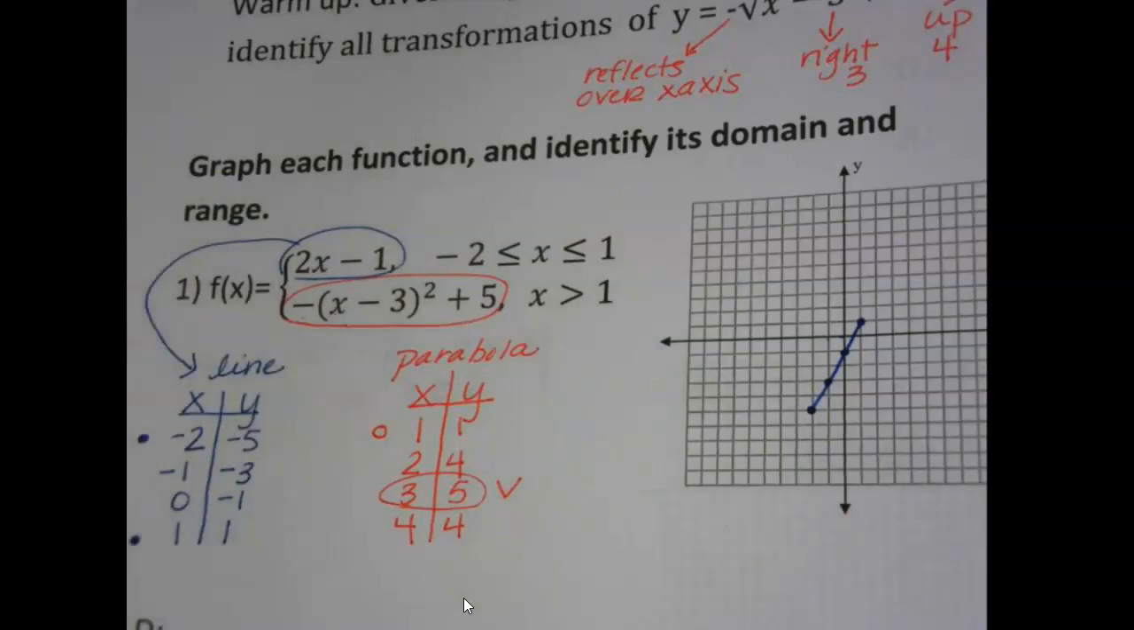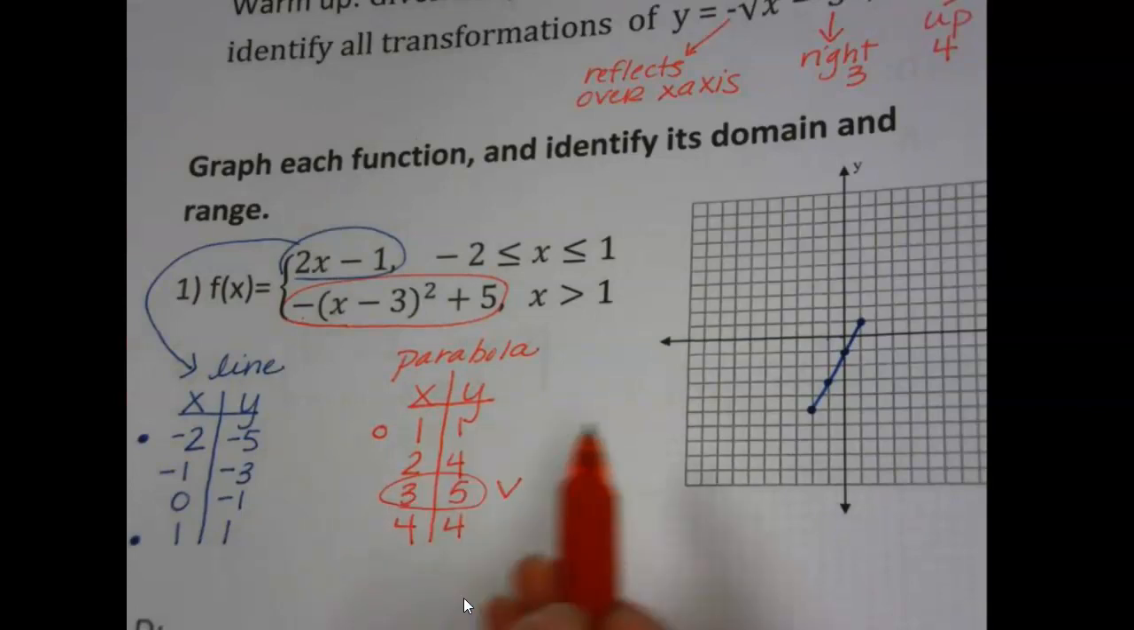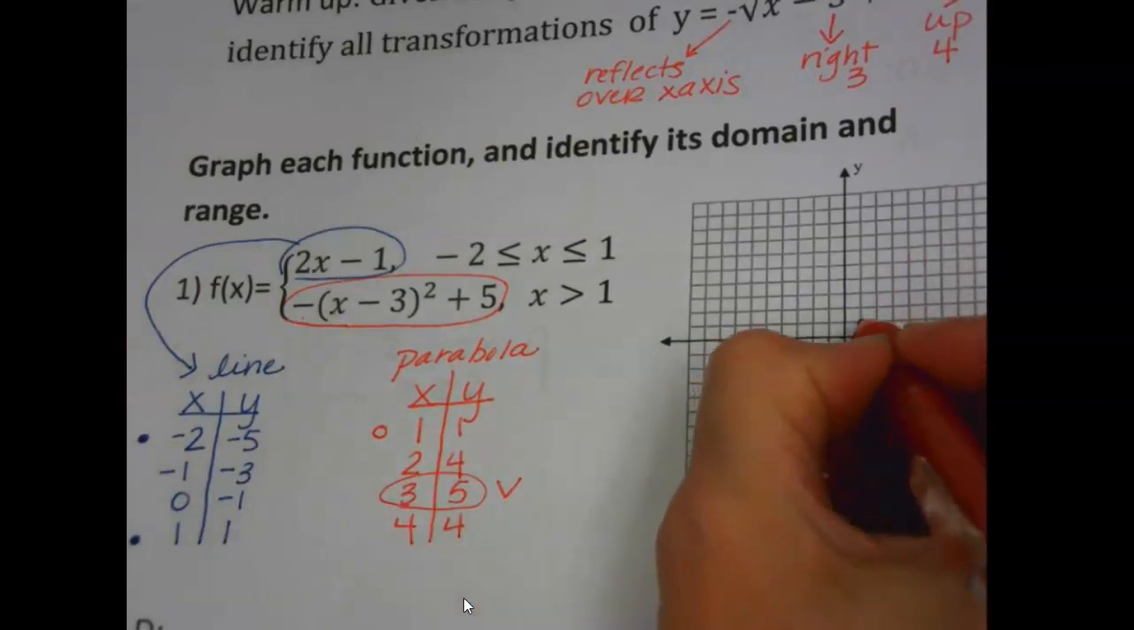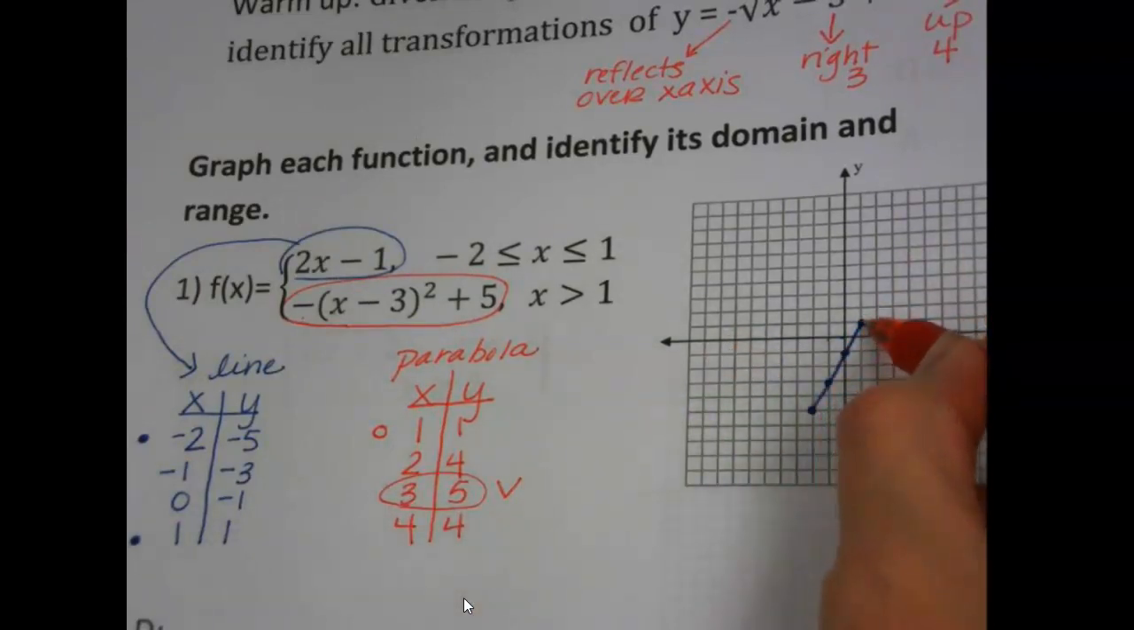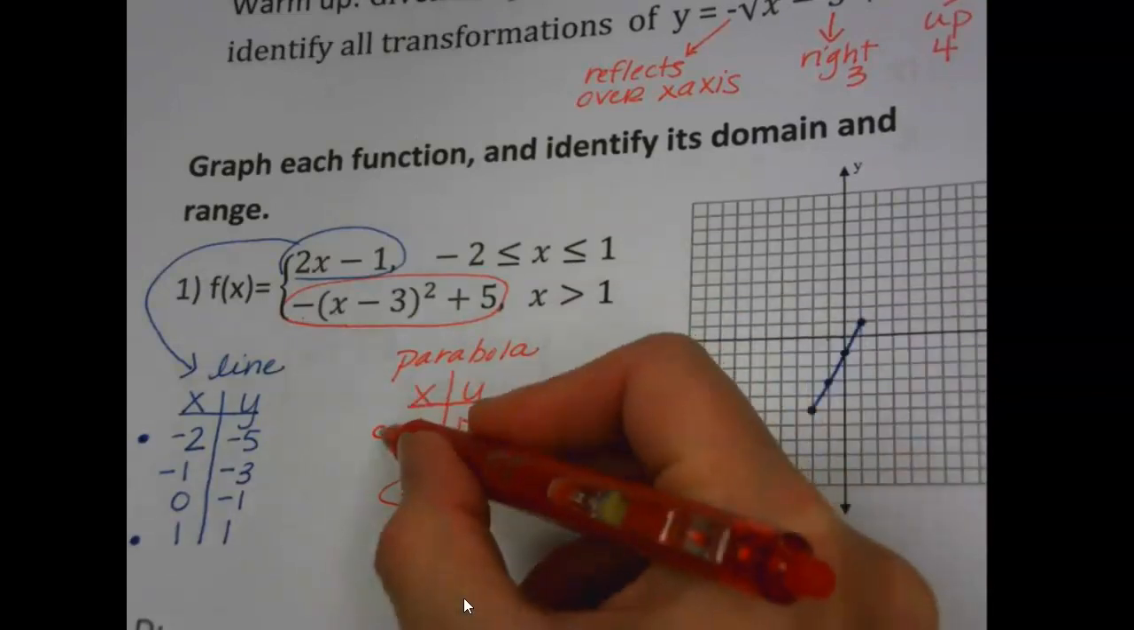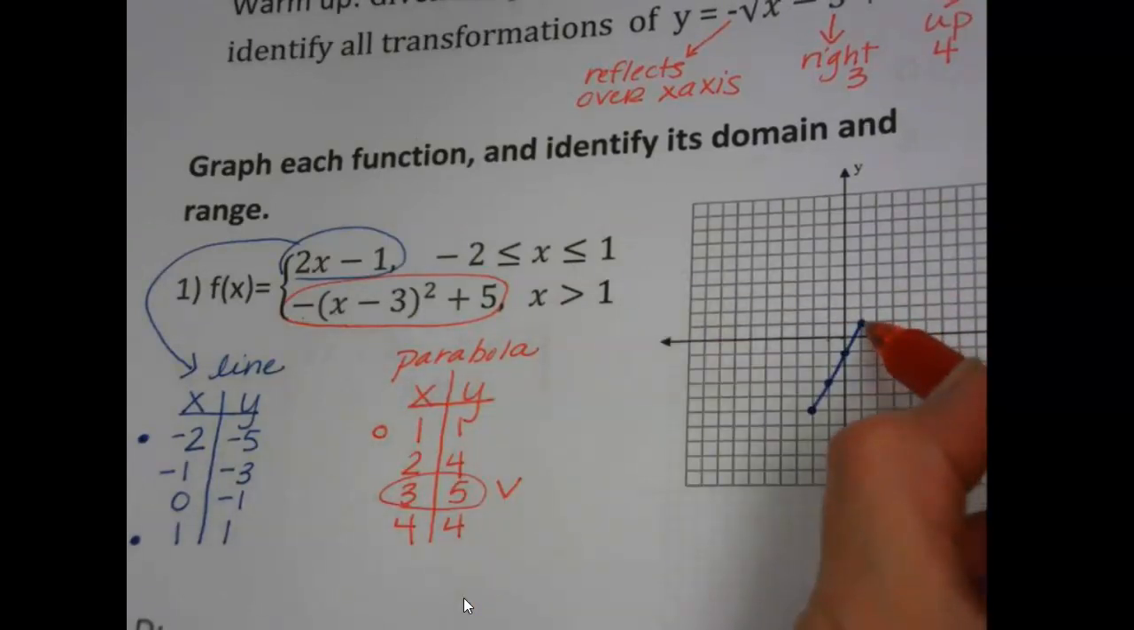Now we're going to graph the parabola part. So 1, 1 would be here. It says a point is already there. Now it was supposed to be an open circle, but if there's already a closed circle there, closed supersedes open. So we actually don't even have to worry about putting an open circle there.